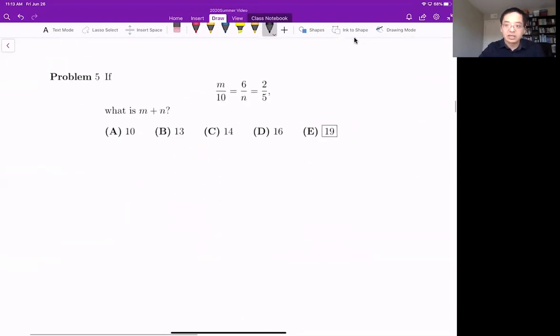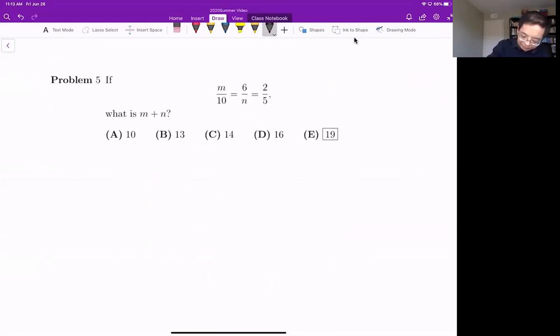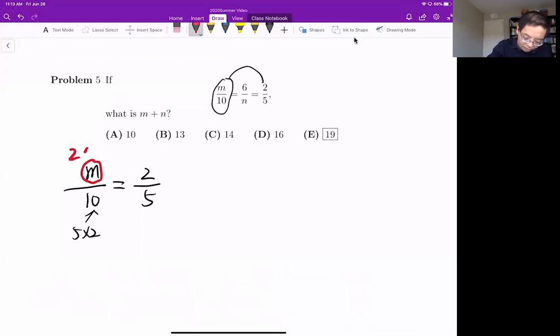Now let's look at problem number 5. This is about simplifying a fractions. So n over 10 equals 2 over 5. We see the denominator 5 plus 2 times 2, so the numerator is also multiplied by 2 in order to get rid of the 2. So I quickly get n equals 4.